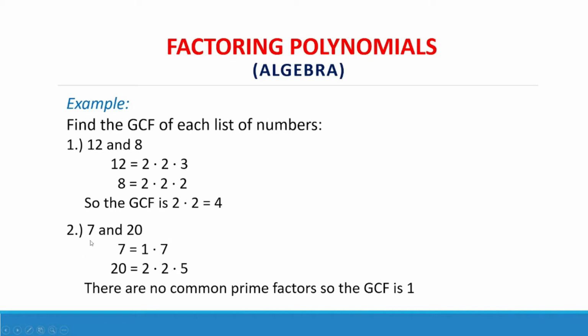Example number 2, 7 and 20. The factors of 7 are 1 times 7. And the factors of 20 are 2 times 2 times 5, which equals 20. Based on the factors of 7 and 20, there are no common prime factors, so the GCF is equal to 1.